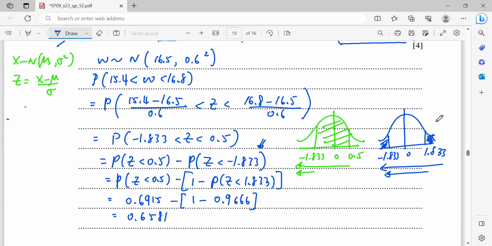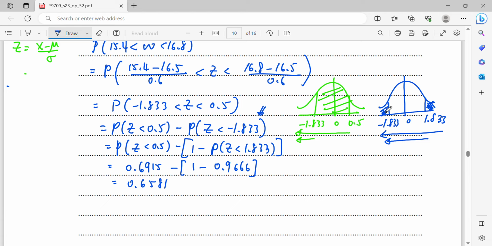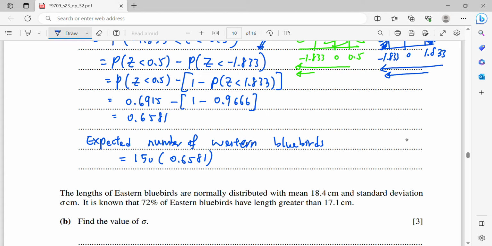But this is not the final answer, because our final answer is how many out of 150 birds. So from here, I will say the expected number of western bluebirds will be 150 times the probability that we have just found. Then you will get 98.75. But since the birds cannot be in decimal, I will write approximately 99.